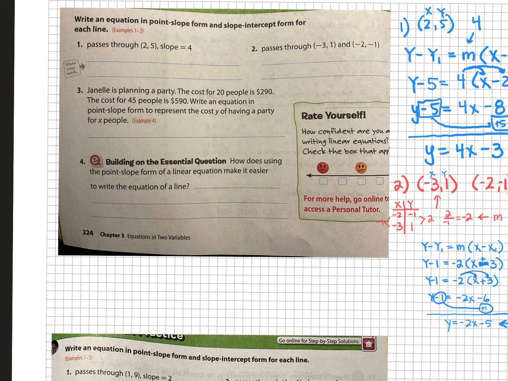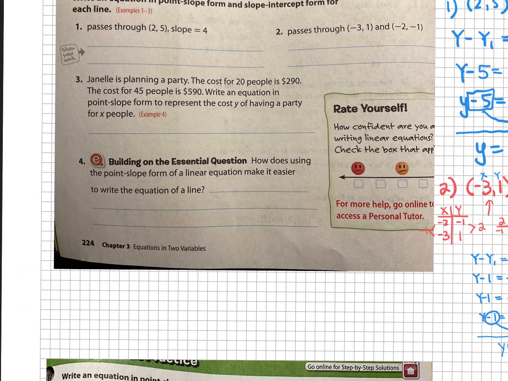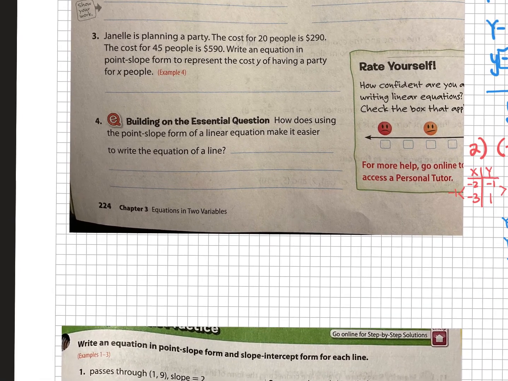Janelle is planning a party. The cost for 20 people is $290. The cost for 45 people is $590. Write an equation in point slope to represent the cost of having a party for x people. All right, so basically this is like the last one. I'm gonna do it right here, for number 3.